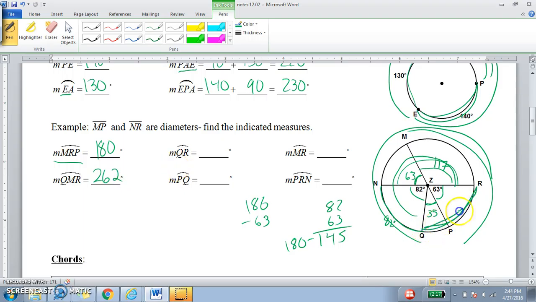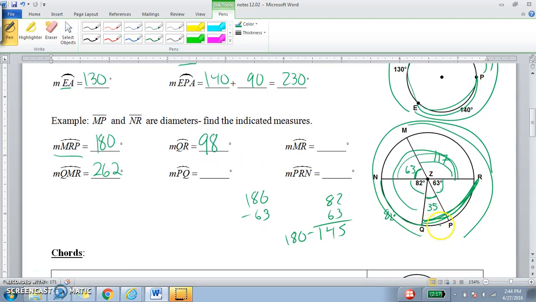QR is just these 2 pieces right here from Q to R, so 35 plus 63 gives me 98. P to Q, this little chunk right here that we found, is just 35 degrees. M to R, we found this piece right here, we found that was 117. And P to R to N. So P to R to M is 180 degrees, and then if we go all the way to N, we have to add another 63. So 180 plus 63 would give us 243.